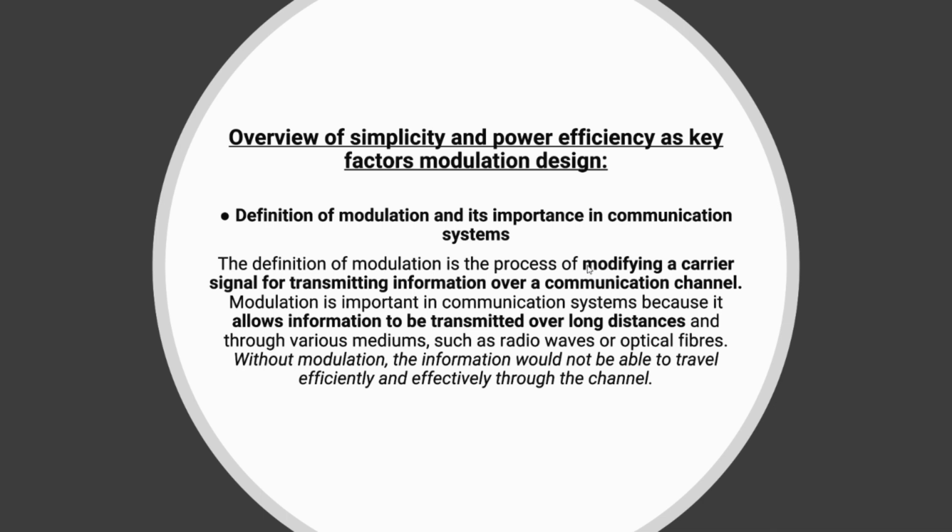By modulating the carrier signal, the information is converted to a higher frequency that can easily travel through the atmosphere or any other medium. Without modulation, long distance communication would be difficult or impossible, and the signal would be too weak or susceptible to interference to be effectively transmitted.